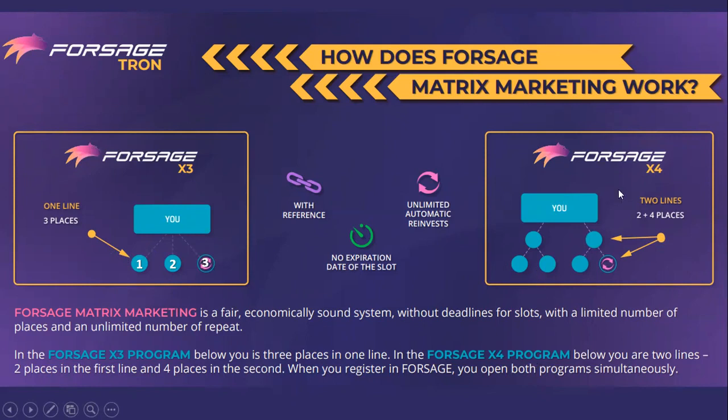Okay, so next we have Forsage X4, and it says there are 2 lines, 2 plus 4 places. So the first line will have positions 1 and 2, while the second line will have positions 3, 4, 5, and 6. For the first 2 places, that will not be your earning. However, in the 3, 4, 5, that will be your earning. I'll explain a little bit more later about this. But position 6, the same as position 3, will allow you to buy the same slot and recycle so that you can earn from that slot again, or that level. Okay.